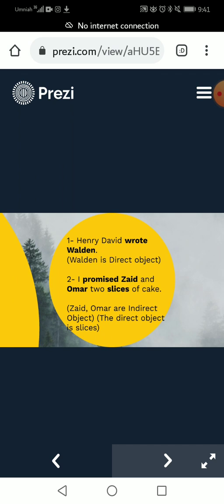The second one, I promised Zaid and Umar two slices of cake. Now here, promised is an action verb, and we have Zaid and Umar as indirect objects. Both of them are a compound indirect object. And they come between the action verb promised and the direct object, which is slices in this case. So Zaid and Umar, they are a compound indirect object.